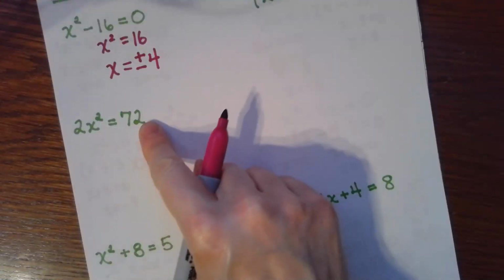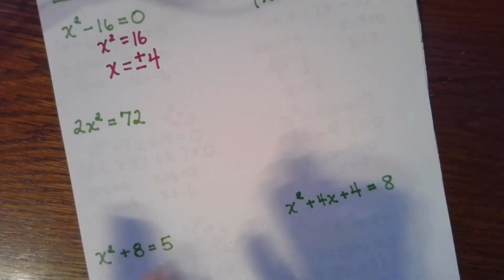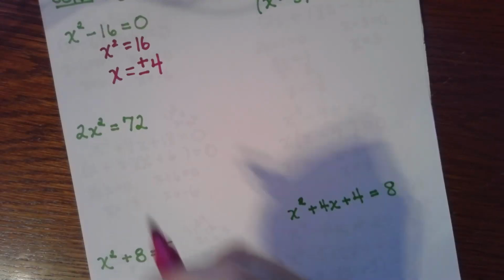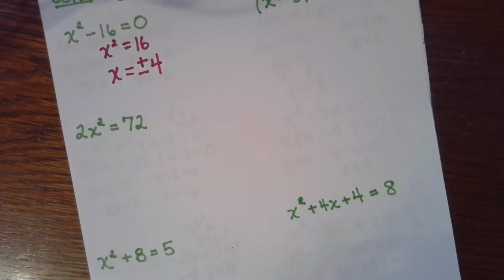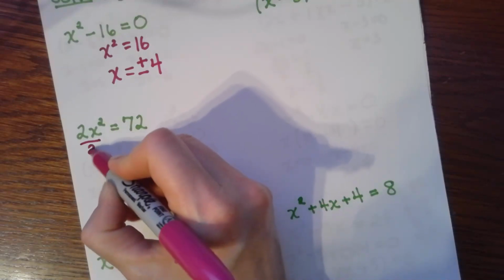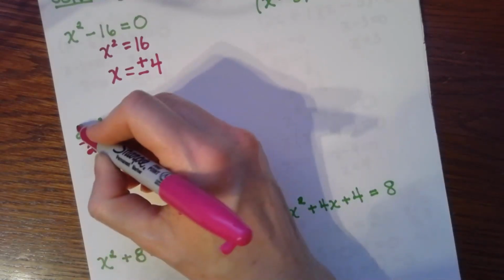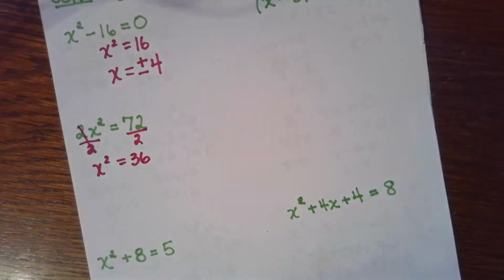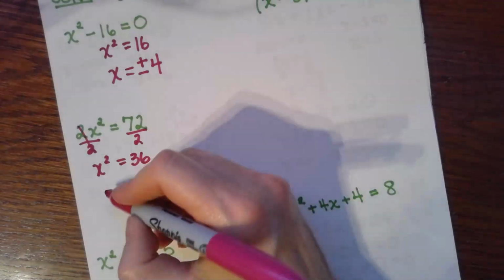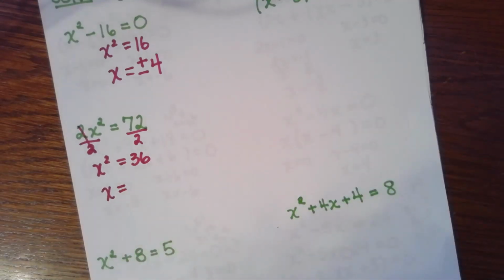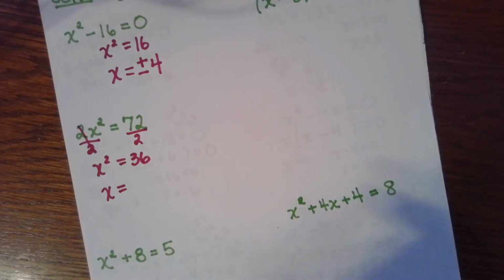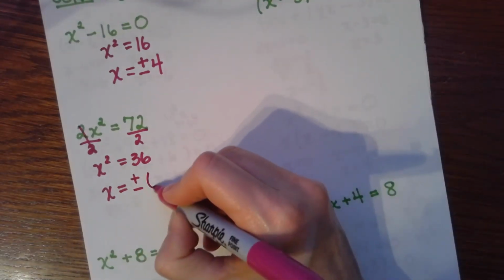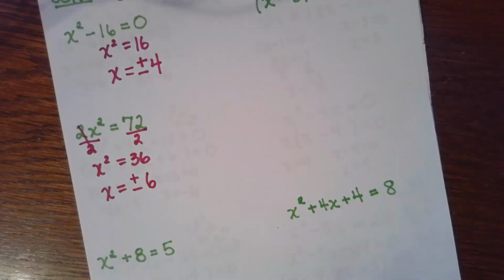Okay, this one we see is very similar. There's no x term, there's no linear term. And so we feel like we probably just want to take square roots. But before we do take a square root, we have to clear off this leading coefficient here. So we would divide both sides by 2, and those cancel, so we get x squared equals 36. Okay, and so we would take the square root of both sides, and we would get x equals, and we would never forget that we have both a positive and a negative version of the square root. So that's plus or minus 6.